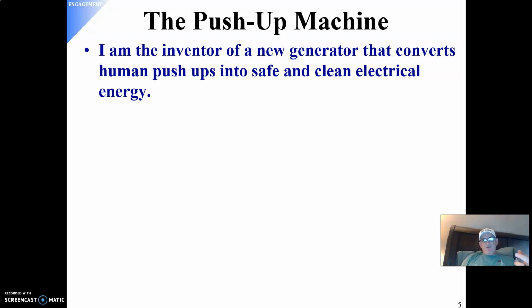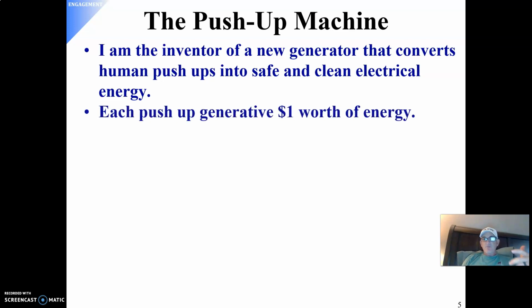So in the activity, I tell you that I've created this new machine that converts human push-ups into energy, and we can sell that energy for $1. So every push-up that a person can do can be sold for $1, okay? So I'm a business. I know how much I can sell my product for. I can sell it for $1, but I got to hire some resources to be able to create this.